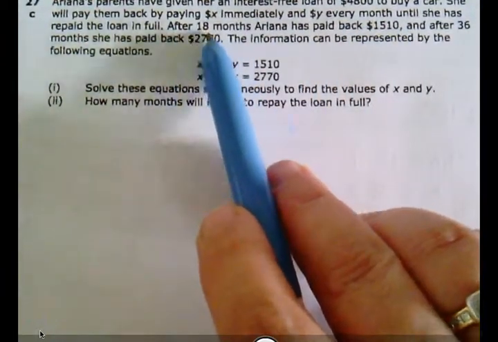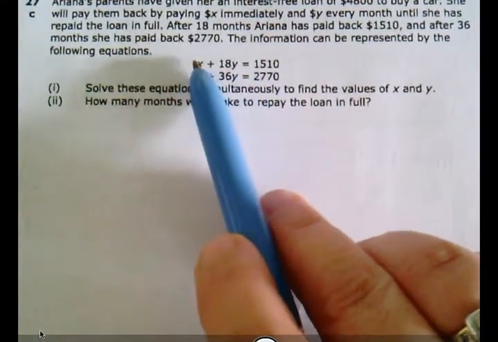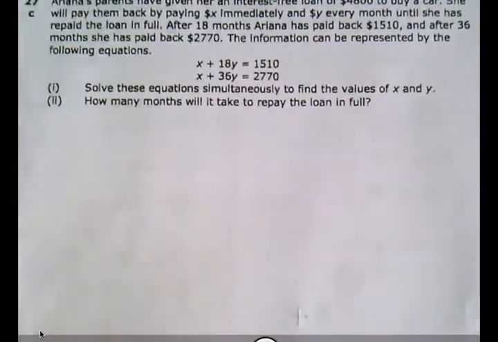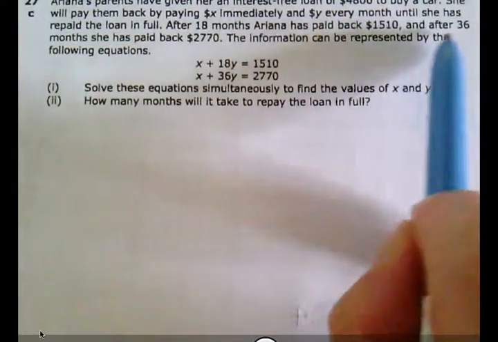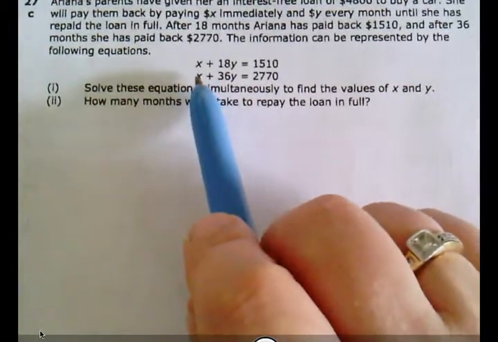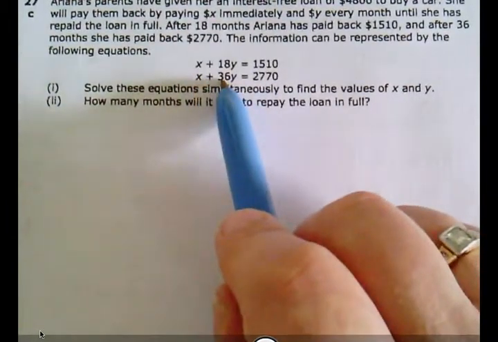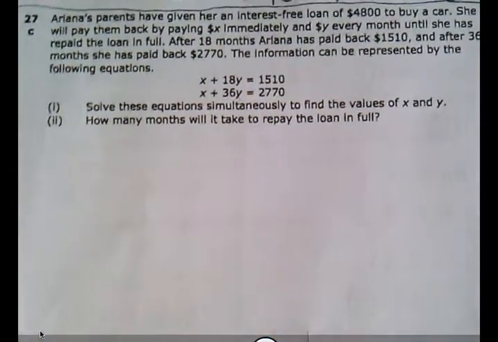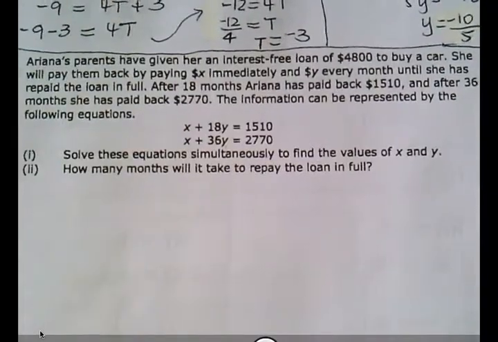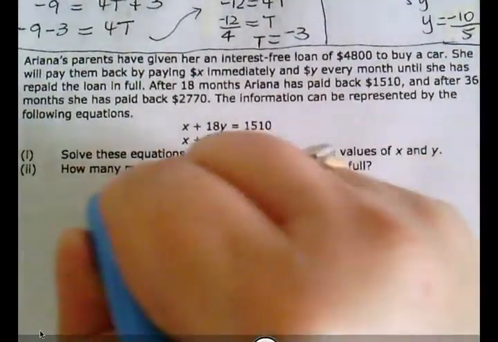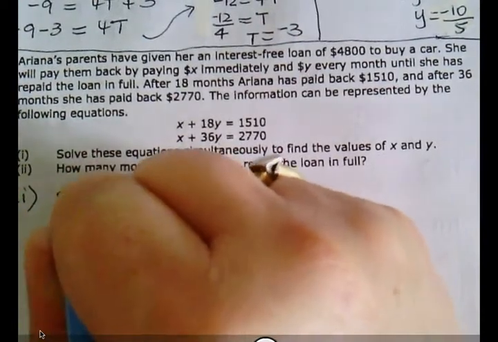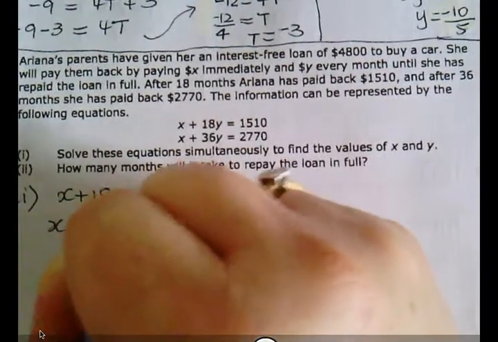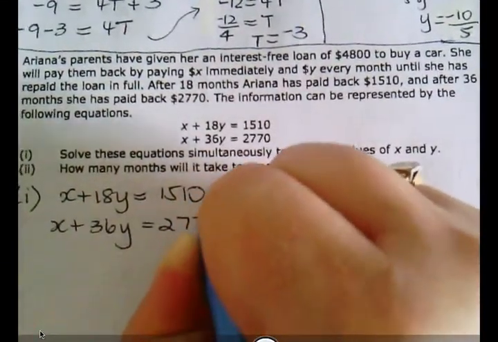And it says after 18 months, so when she's paid X plus 18 lots of Y, she's paid back $1,510 from the loan. But after 36 months, so when she's paid back X plus 36 lots of Y, she's paid back $2,770 from the loan. So, solve these equations simultaneously. That bit is the easy bit. The hard bit is part 2. So, let's quickly solve the simultaneous equations.